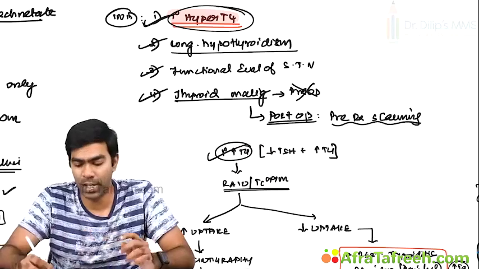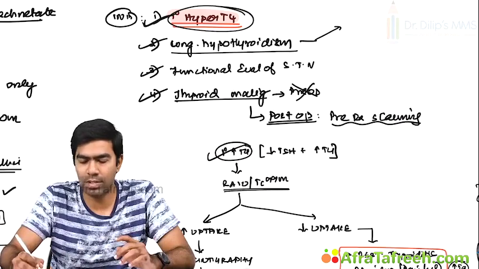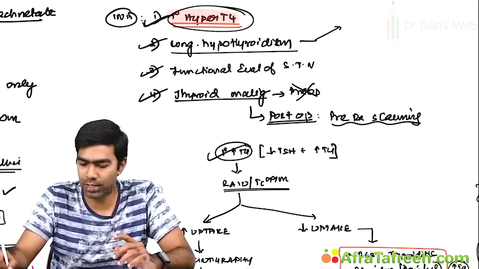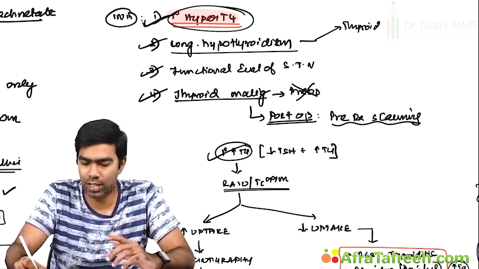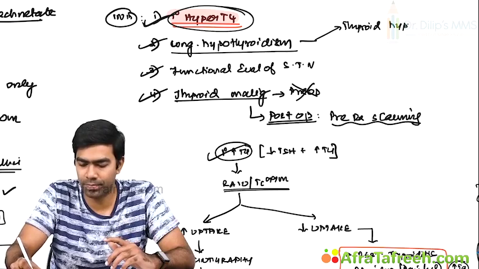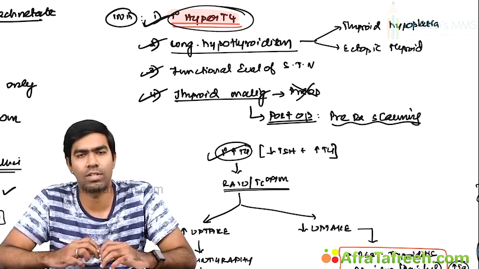Now we are going to the second indication, to diagnose congenital hypothyroidism. Remember, congenital hypothyroidism can be due to thyroid hypoplasia, that is called athyrosis or thyroid hypoplasia, or it can be due to ectopic thyroid tissue that is non-functional. Ectopic thyroid gland that is non-functional.